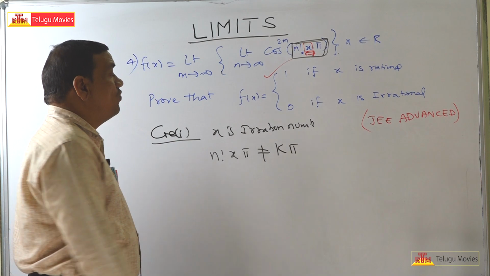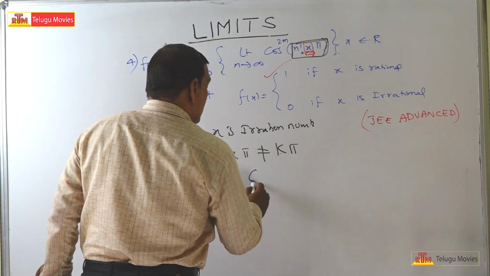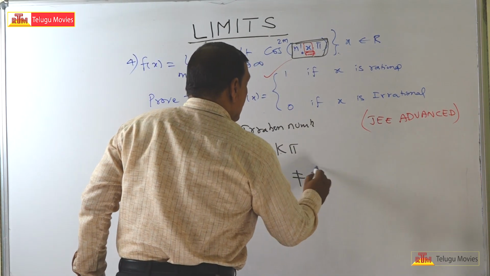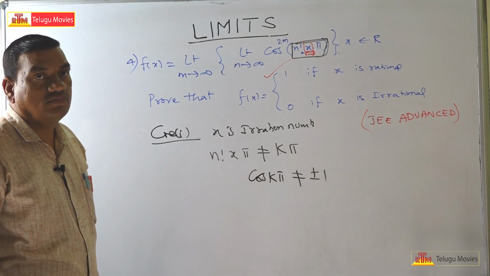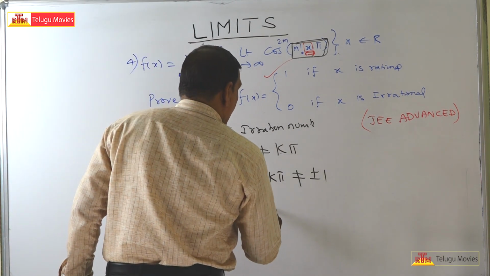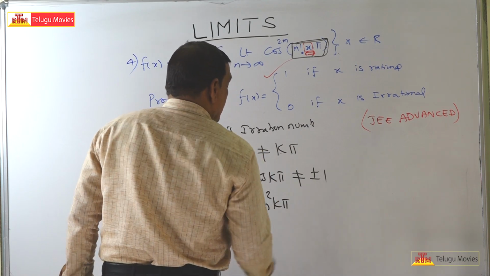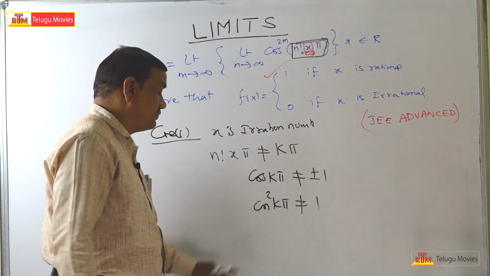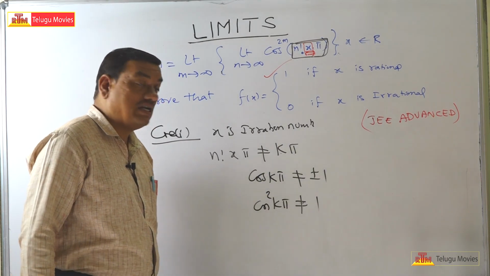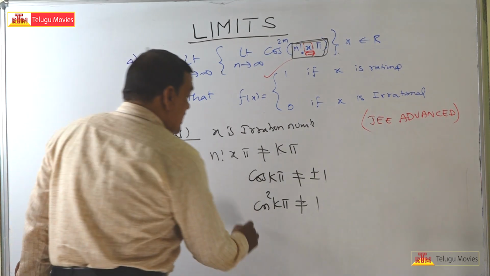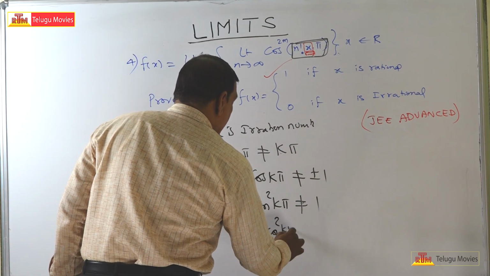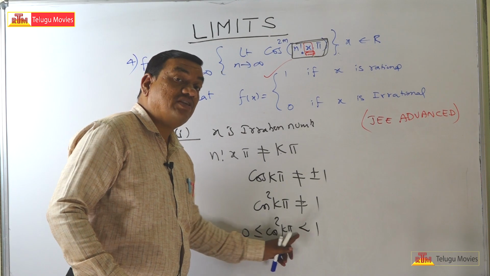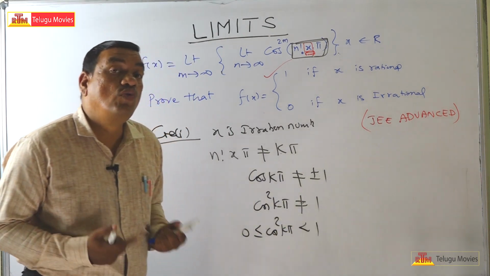Quite opposite. When it is not k pi, then this cos k pi is not equal to plus or minus 1. Therefore, cos square k pi is not equal to 1. We know that 0 less than or equal to cos square k pi, strictly less than 1 in that situation. Cos square k pi is strictly less than 1. Why? Because it cannot be equal to 1.